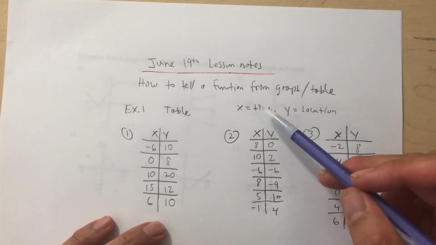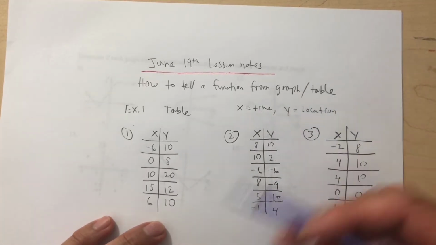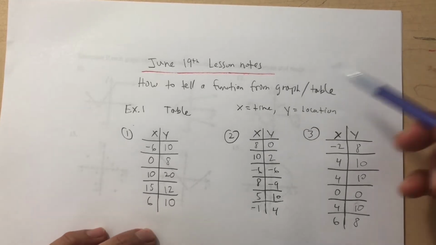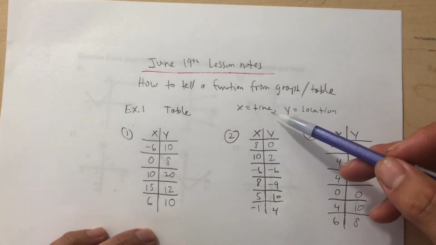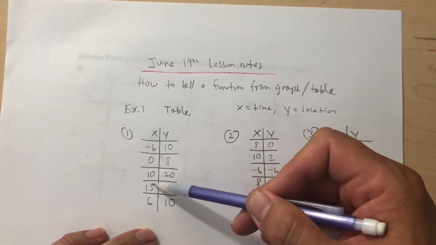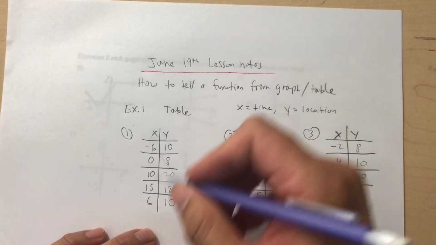You don't want time to repeat, because if time repeats, that means it's not a function. It means something else. So let's look at the first table. You want to focus on x first. As you can see, x is not repeating. So that one's a function. It's that simple, function.